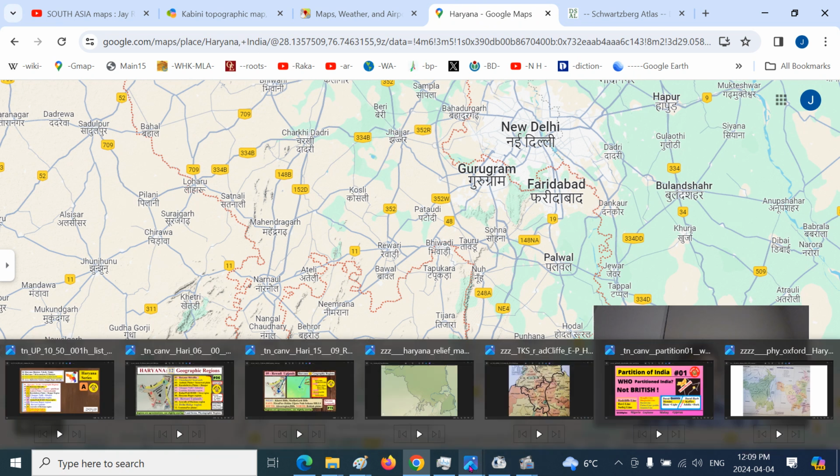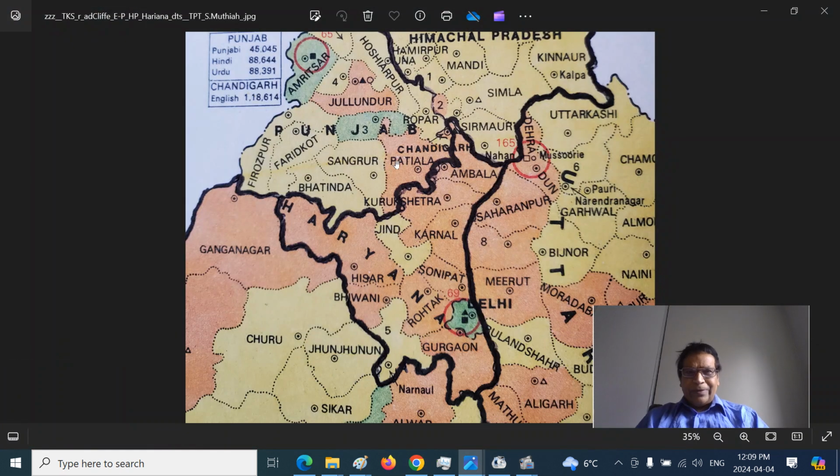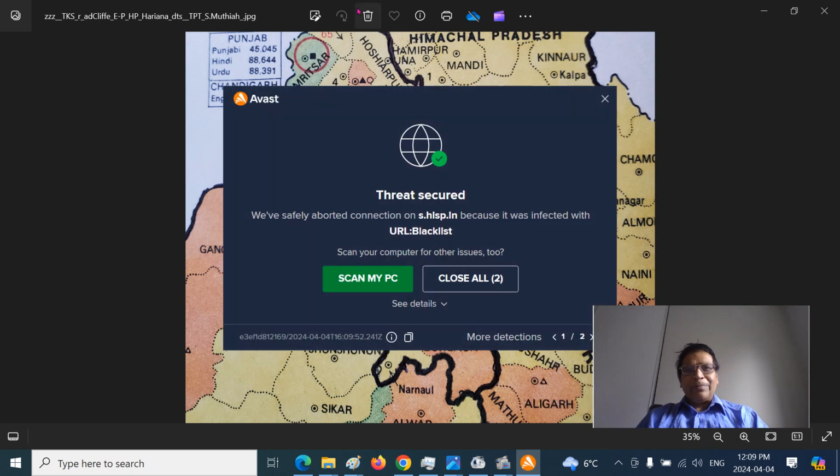So this is the eastern part of Purbi Punjab. Punjabi-speaking Punjab, Haryanvi-speaking Punjab. This is the Pahadi-speaking Punjab. Sorry for that.